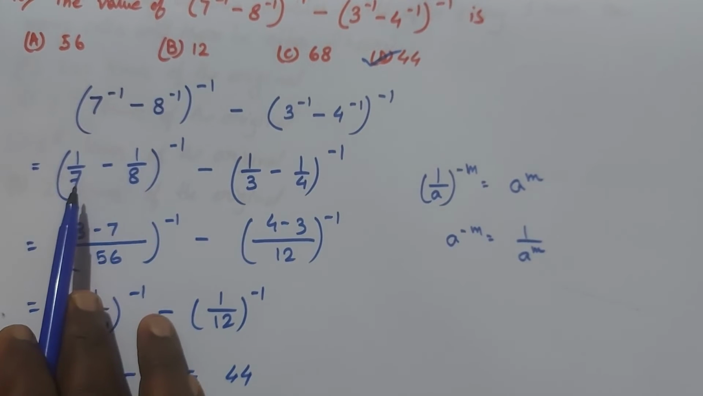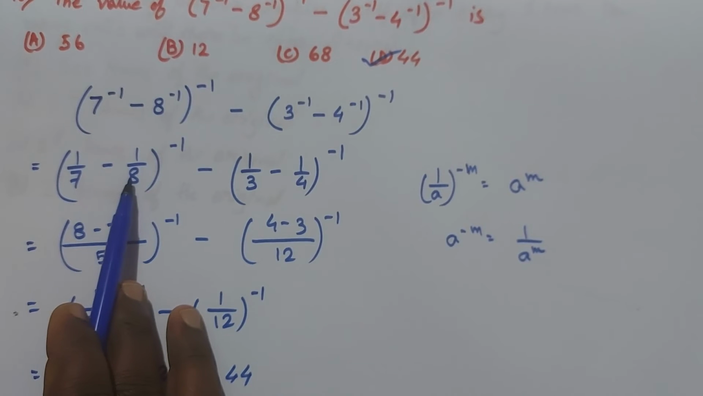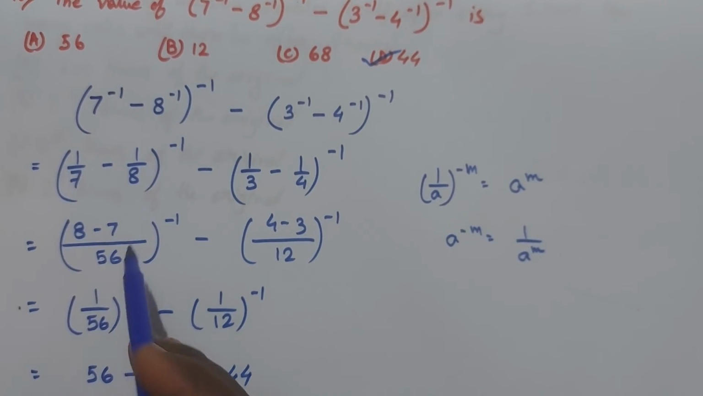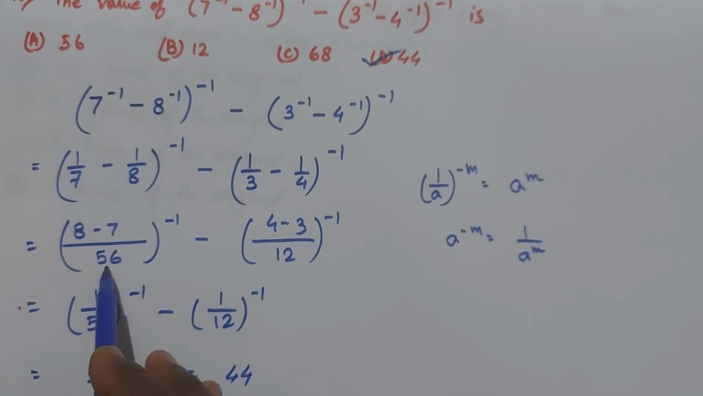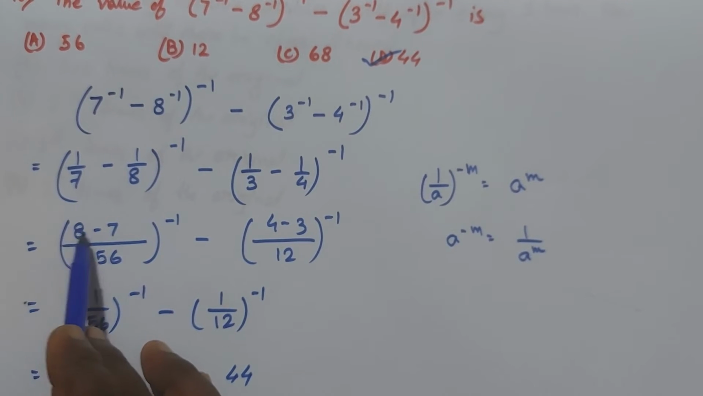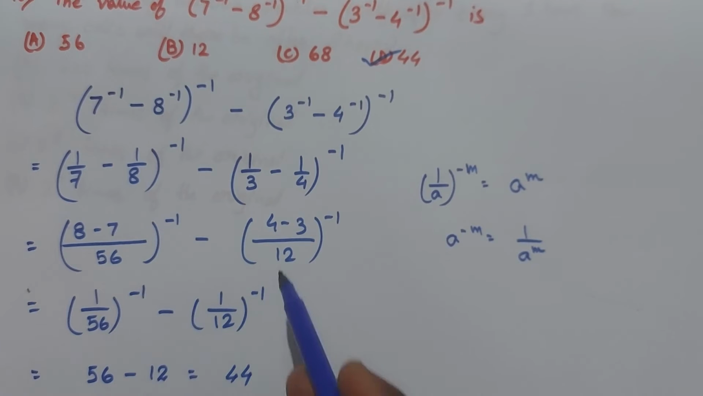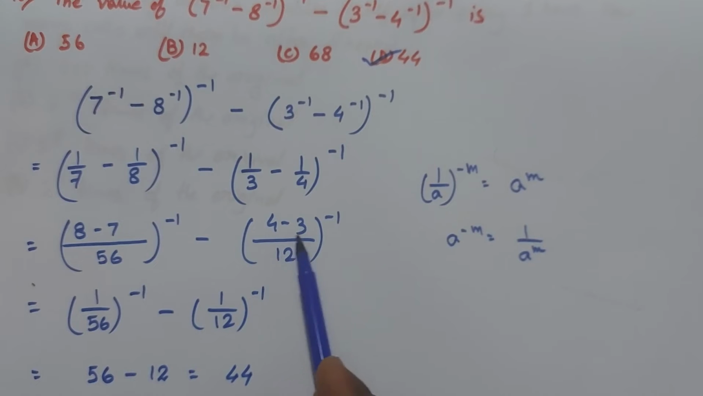Now we will subtract 1 by 8 from 1 by 7. The LCM of 7 and 8 is 56. So proceeding, 8 minus 7 by 56 whole to the power minus 1, minus, the LCM of 3 and 4 is 12, so 4 minus 3 by 12 whole to the power minus 1. Now 8 minus 7 is 1, so 1 by 56 whole to the power minus 1. 4 minus 3 is 1, so 1 by 12 whole to the power minus 1.